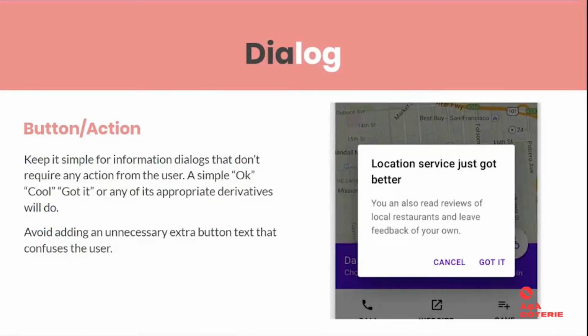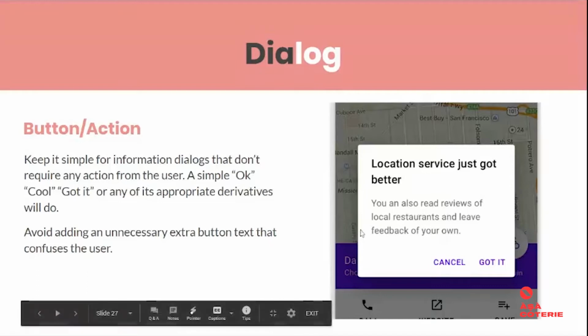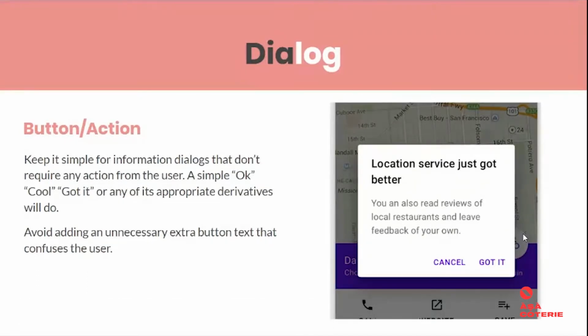And then for buttons for information dialogues that don't necessarily require any action from the user, a simple okay, cool, got it, or any of its appropriate derivatives would do. Avoid adding an unnecessary extra button text that just confuses the user. Like this option now, it says location service just got better. You can also read reviews of local restaurants and leave feedback of your own. It's just telling the user a new feature that just got added. The user is not making any decision. This dialogue just wants the user to know something.